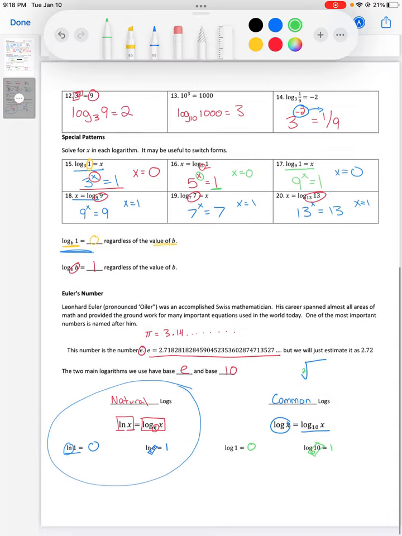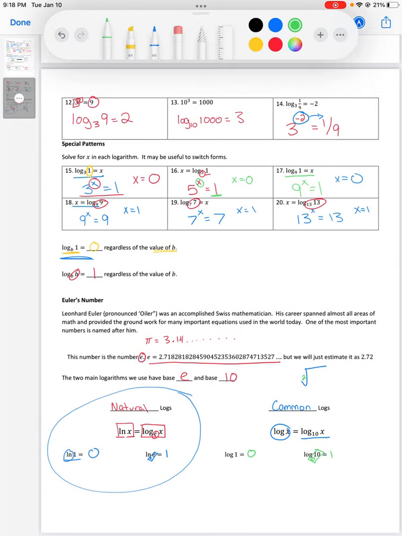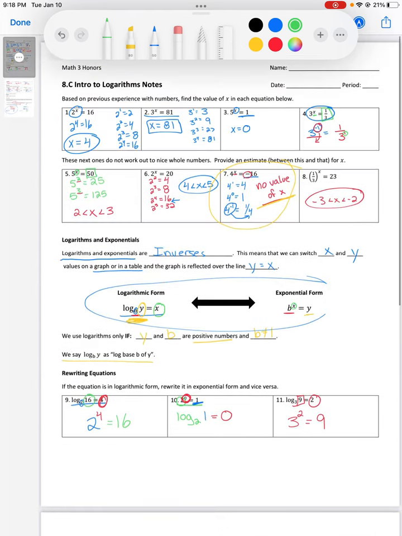Okay, so today's not too hard, just introducing you to logs and some special types of logs. So now you can just work on the homework.